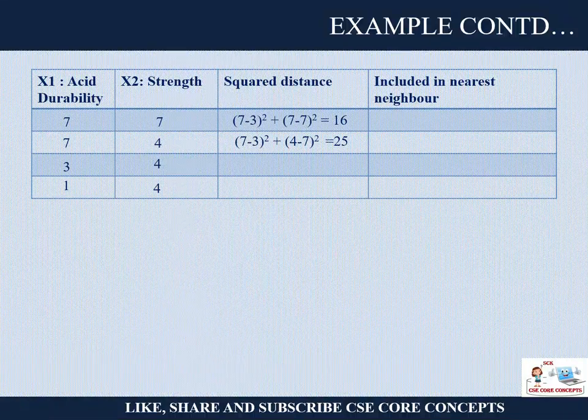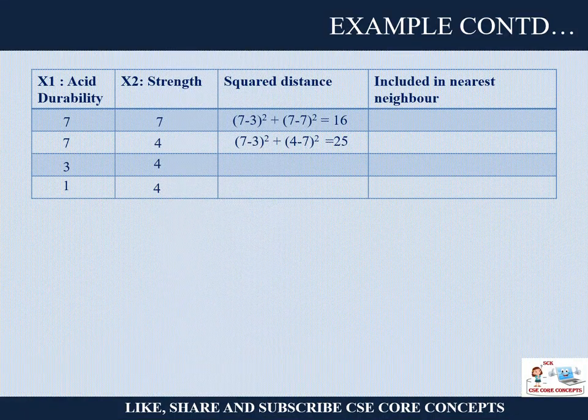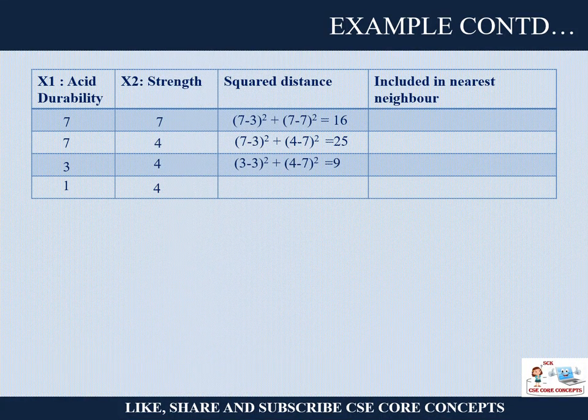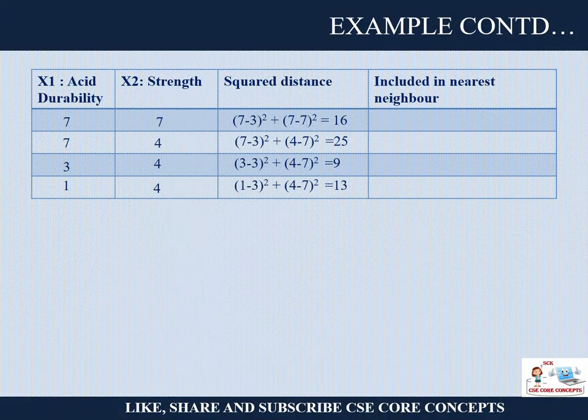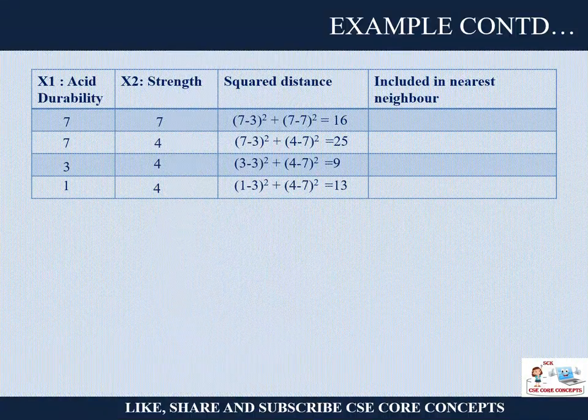So now you find out the distance between (3, 7) and (7, 4). That is (7 minus 3) squared plus (4 minus 7) squared, and the answer is 25. Similarly, the distance between (3, 7) and (3, 4) is 9, and between (3, 7) and (1, 4) is 13. Now you may even take the square root of it for Euclidean distance, or you may keep it like this. It does not matter much.